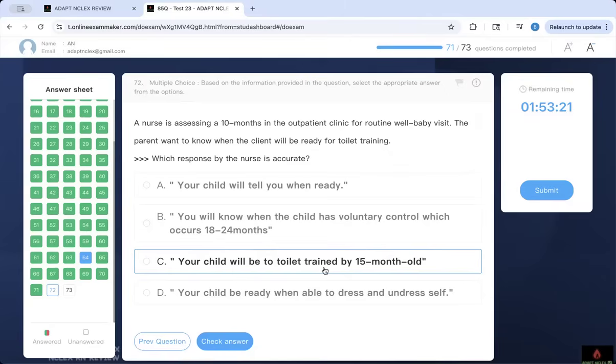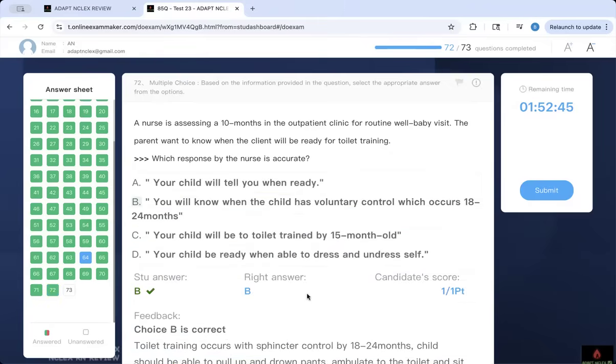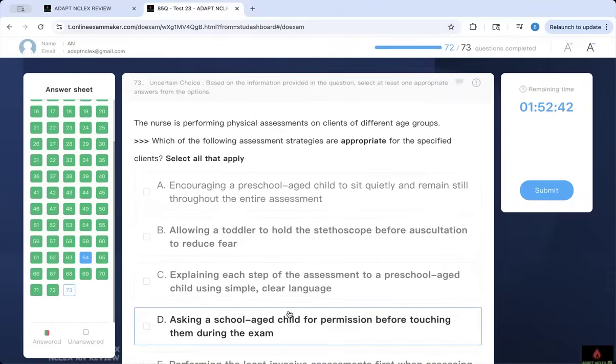Your child will be toilet trained by 15 months. Your child will be ready when able to dress and undress himself. If you can dress and undress yourself, am I ready? By 2 months, they should be able to. They don't have toilet training. Your child will be able to toilet train at 15 months. That's far-fetched. Your child will tell you when ready. Well, they can tell you, but they're not ready. You'll be ready when they undress. They can undress and dress themselves, but they don't have bladder control. So that's not it. And the last question.